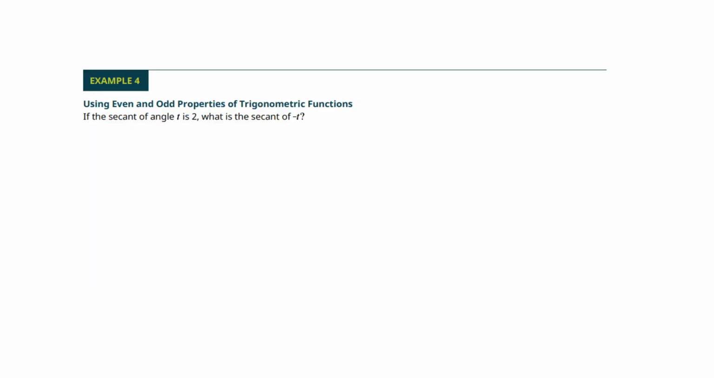But what we're going to do here is use that principle. They told us the secant of t is 2. So what would happen if we put in negative t? Okay, let's think this through. Secant is based on cosine. So cosine is even, and it doesn't do anything at all. It goes right back to where we started. So secant of negative t must also go right back to where we started.